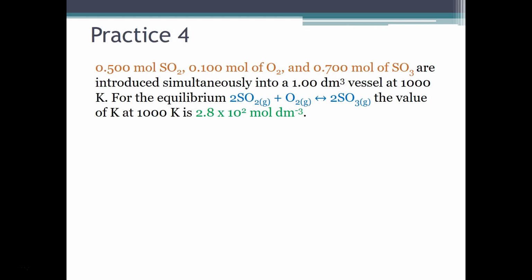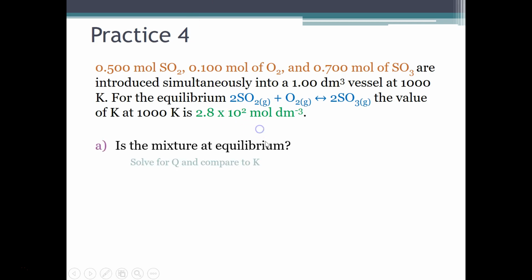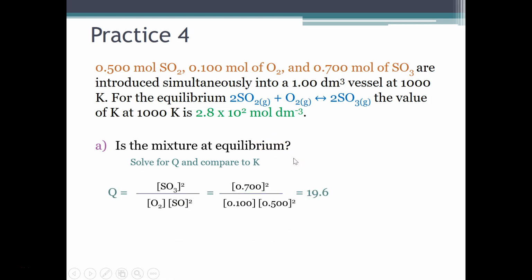It says 0.5 moles of SO2, 0.1 moles of O2, and 0.7 moles of SO3 are introduced simultaneously into a 1 liter vessel at 1000 Kelvin. For the equilibrium 2SO2 plus O2 making 2SO3, the value of K at 1000 Kelvin is 280. So the first thing we'll do is ask, is the mixture at equilibrium? So we'll solve for Q and compare to K.